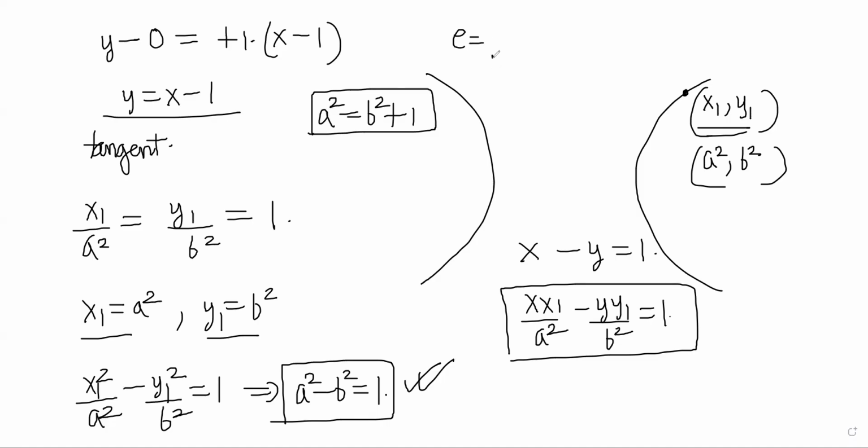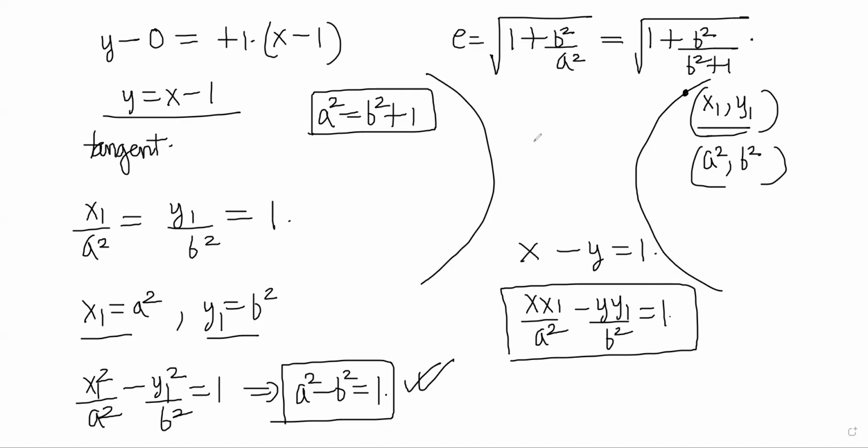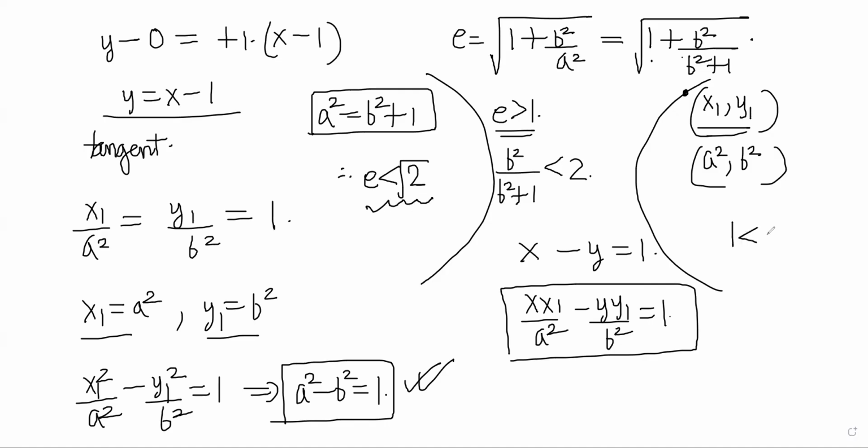Eccentricity of the hyperbola was, since b was less than a, 1 plus b square by a square. And now I'm getting a square is b square plus 1. So it is 1 plus b square by b square plus 1. So clearly eccentricity is greater than 1, and because b square by b square plus 1 is clearly less than 1, therefore we can say eccentricity is less than root 2, right? Because 1 plus something less than 1, so eccentricity will be less than root 2. So we get that the eccentricity range is this, right?